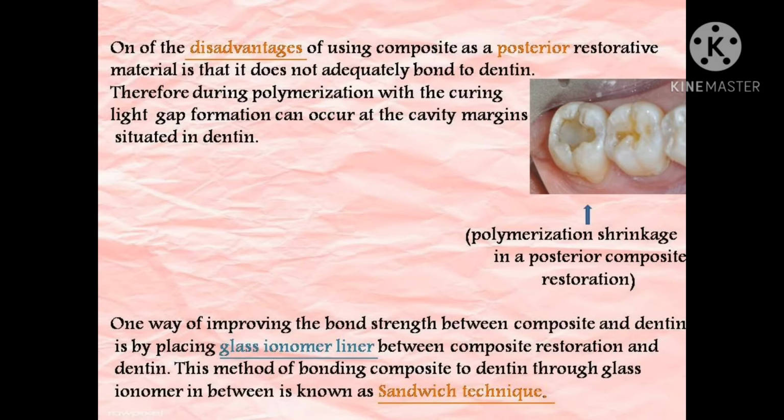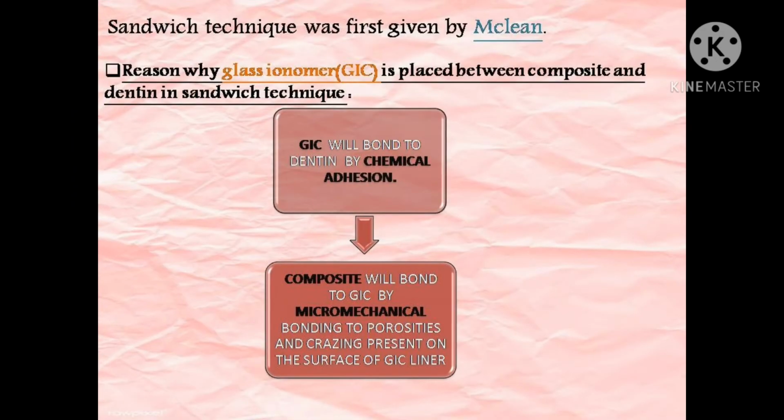Thus, when composite is placed in a deep cavity of a posterior tooth with margins in the dentine, then the composite would not satisfactorily bond to the dentine and gap formation can occur at the margins of the restoration due to the polymerization shrinkage. The bond strength between composite and dentine can be improved by placing glass ionomer cement between the two. This method of bonding composite to dentine through glass ionomer in between them is known as sandwich technique. This technique was first given by MacLean.